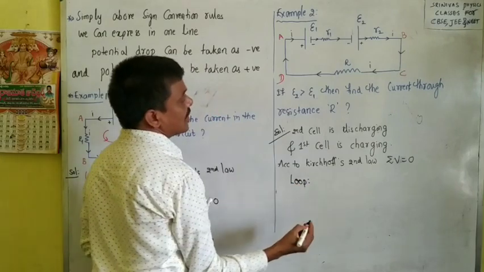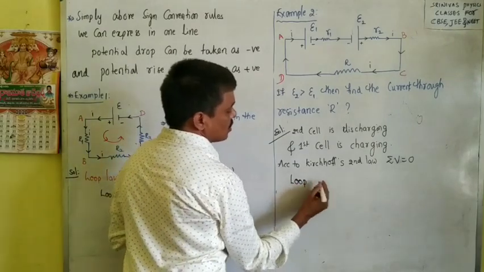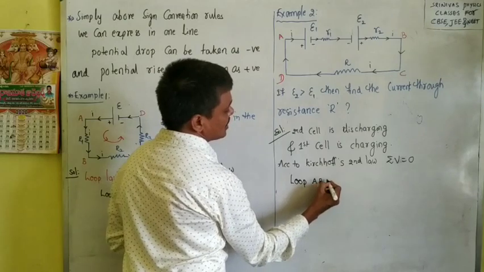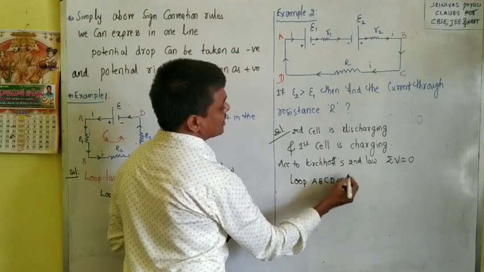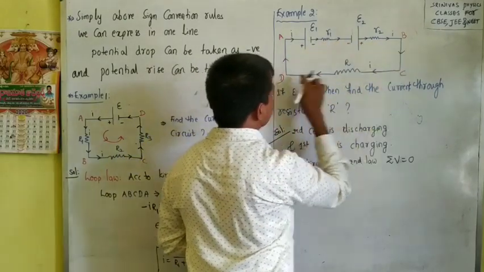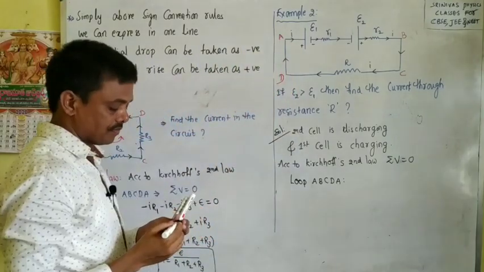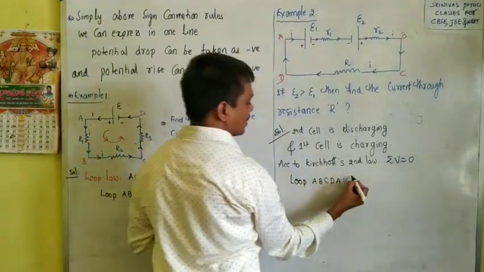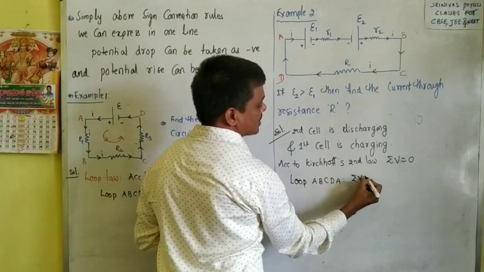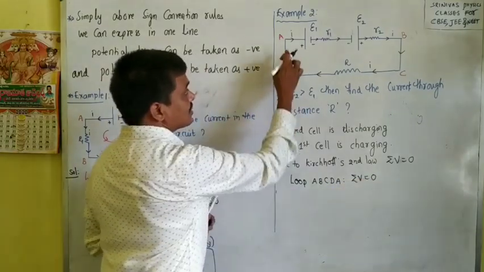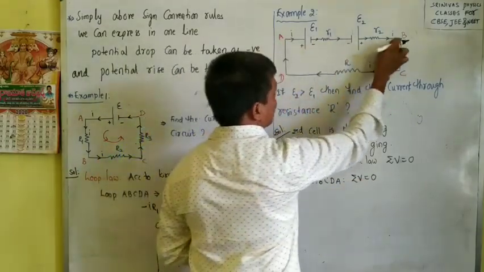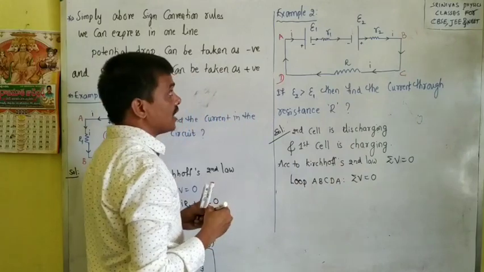Loop is, I will select the loop, that is loop A, B, C, D, A. Then start applying the law. Algebraic sum of potential differences is equal to 0. Let us start from A to B. Okay, first A to B I am traveling.